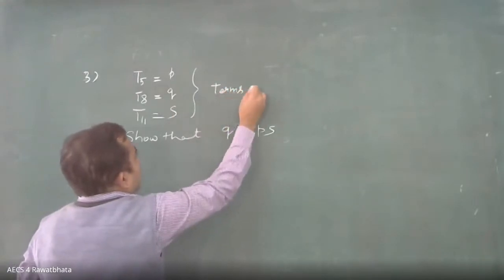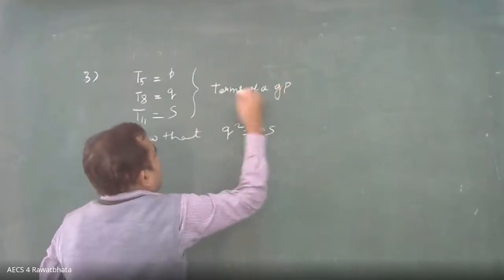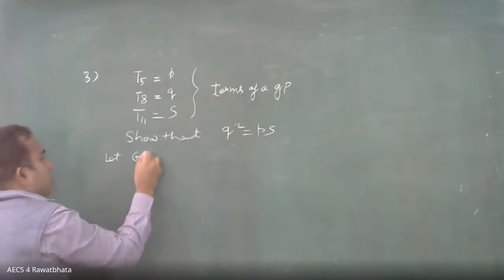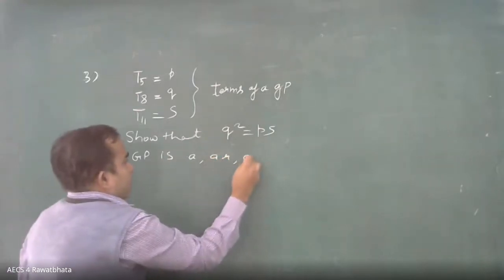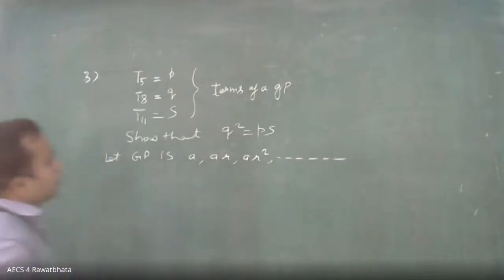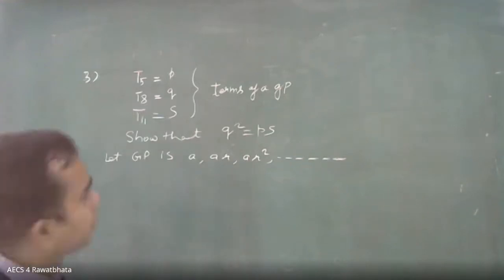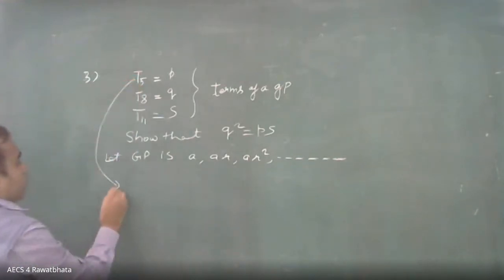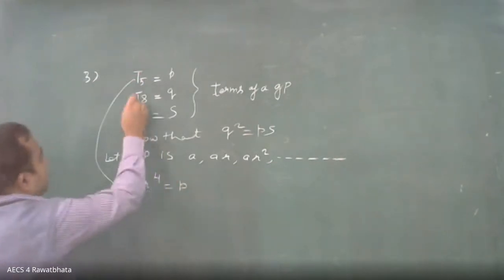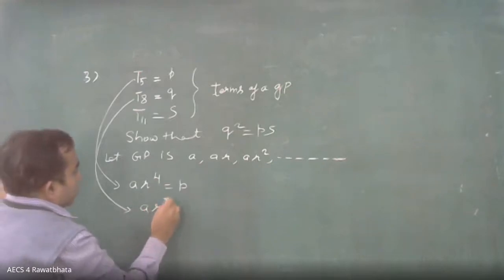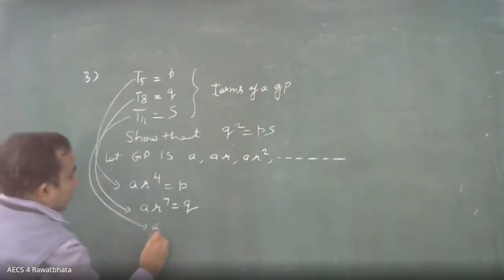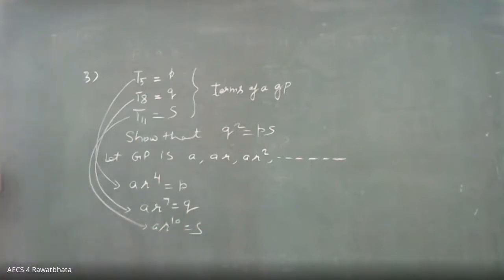Let us assume the GP is A, AR, AR square, etc. This information is given. Let us analyze it. T5 is P, which means AR raised to power 4 equals P. T8 is Q, it means AR to power 7 is Q. And AR raised to power 10 is equal to S. And I have to prove Q square equals PS.